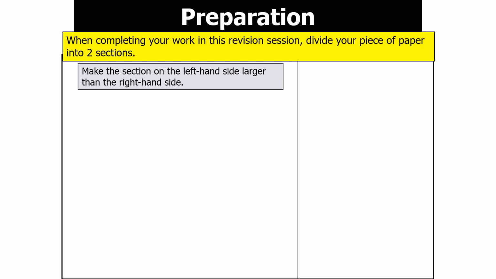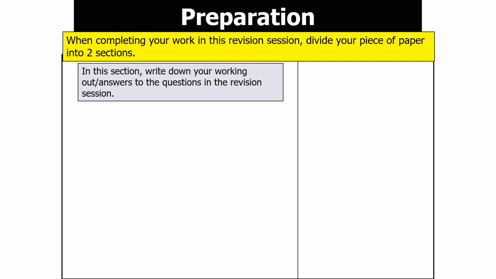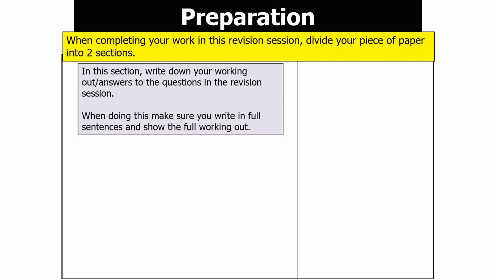So how should you prepare for this revision session? Well, when you're completing your revision session, divide your piece of paper into two sections. Make the section on the left hand side larger than the right hand side. And in this left hand side section, what you should be doing is writing down your working out and answers to the questions in this revision session.